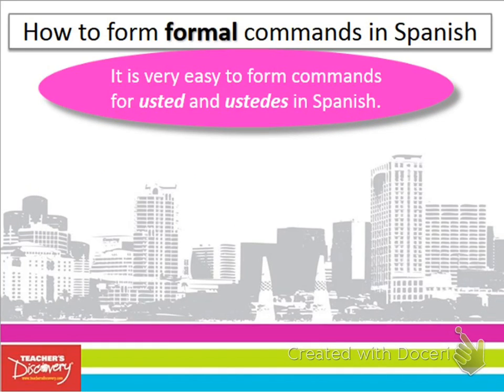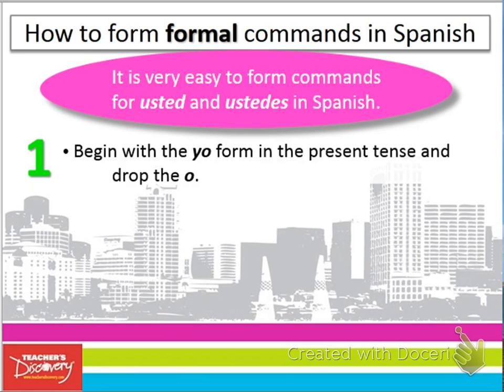So to form it, it's fairly easy. All you have to do is go to the yo form of the verb in the present tense. Get in the habit of doing that for every single verb that we do, and then you'll always catch any stem change that we might have, or anything that's irregular or different in the yo form in the present tense. You're going to use that same stem for the formal command version of the verb. Why are we dropping the O off of it?